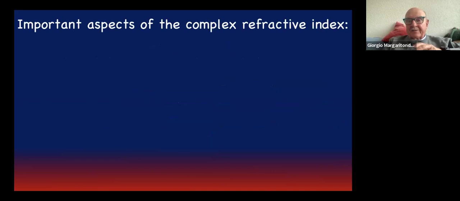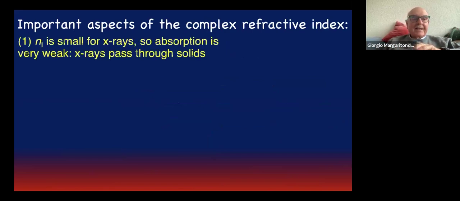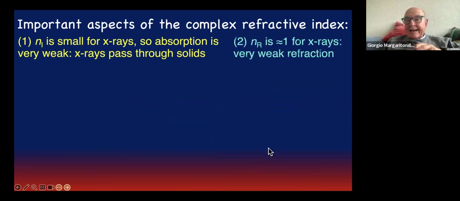So now, before leaving this formal part, let me mention that the real and imaginary parts of the complex refractive index have some general properties. For X-rays, the imaginary part, the one that gives absorption, is very weak. And in fact, we know that X-rays are going through bodies. You can use radiographs for medical diagnostics and so on. The real part is very close to 1, which is no refraction, and therefore refraction is very weak. So for X-rays, absorption and refraction are both weak phenomena.